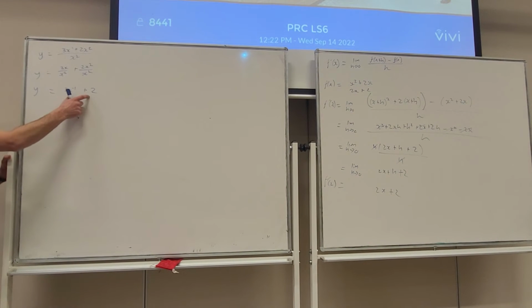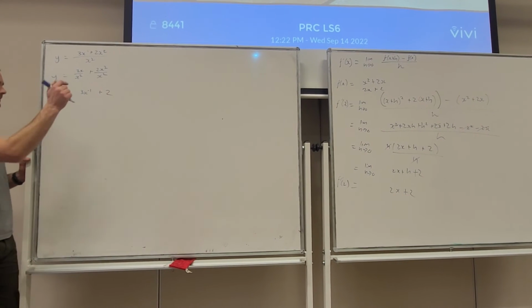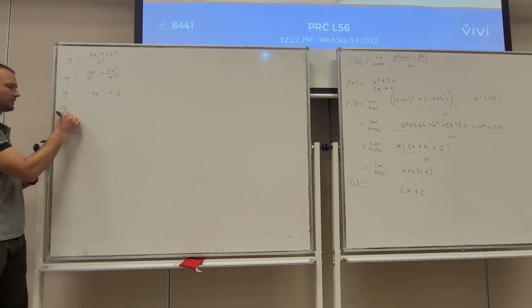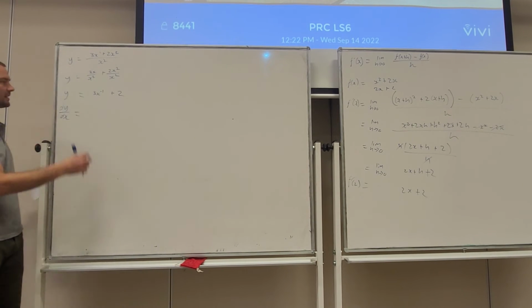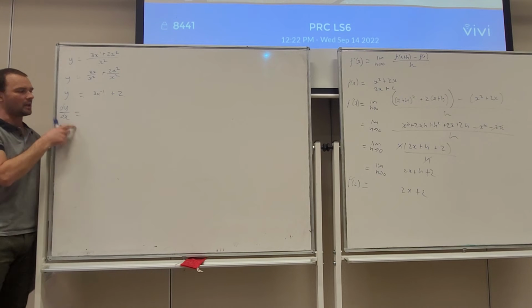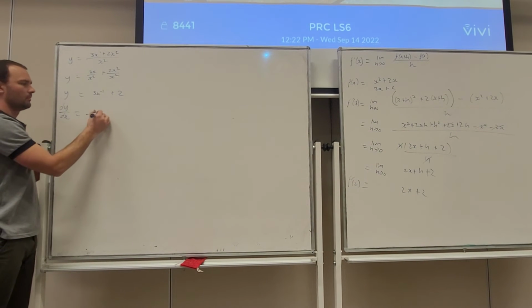Okay, so now we're ready to differentiate. We're very clear. Here's y, here's y, here's y. Differentiate dy on dx. Alright, you need to be very clear. You can't just go equals, equals, equals. That doesn't make any sense. This is the same function, and now we're differentiating.